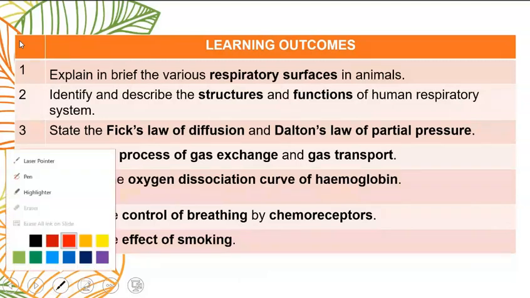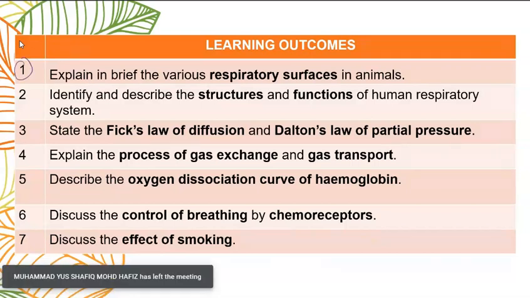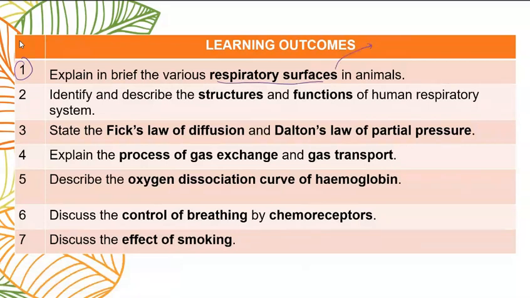In this chapter we are going to look at the different types of respiratory surface in animals. That is the first learning outcome: explain in brief the various respiratory surfaces in animals. Examples of a respiratory surface can be the lungs, the skin, the plasma membrane of unicellular organisms, and the tracheal system in insects. Those are respiratory surfaces.